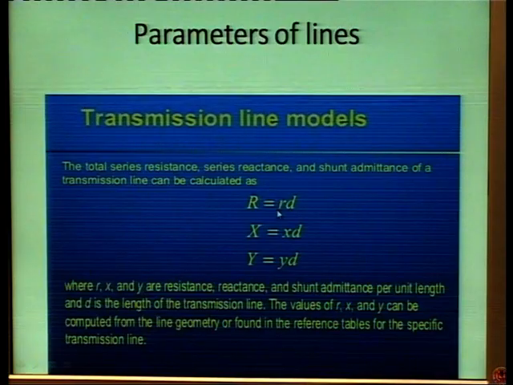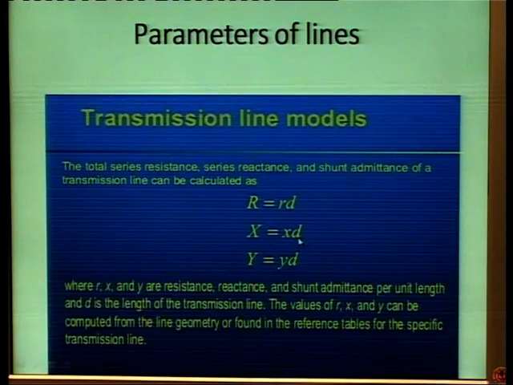So, if we assume that small r, small x and small y are the resistance, reactance and shunt admittance values per unit length, and d is the length of the transmission line, then we can calculate the total R, the total X and the total Y over the line. Total resistance R is equal to small r into d, the resistance per unit length into the length of the transmission line. Similarly, capital X is equal to small x into d, and capital Y, the shunt admittance, is equal to small y into d.